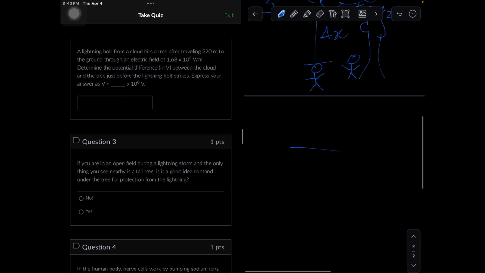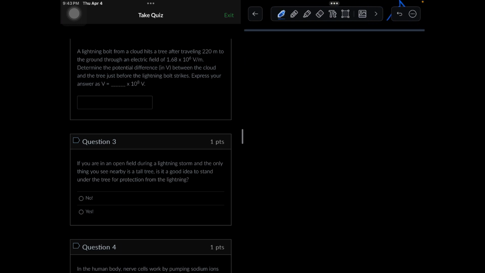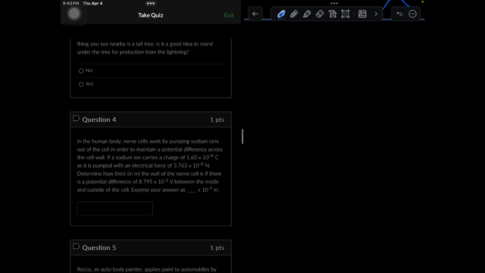The fourth question states that the human body's nerve cells work by pumping sodium ions out of the nerve cell in order to maintain a potential difference. There is a certain charge, it is pumped with a certain force, and the voltage is a certain value. You are asked to find the distance.